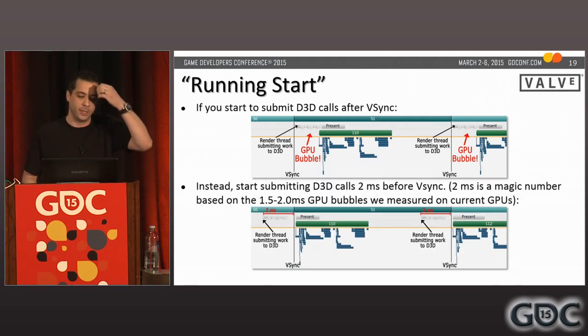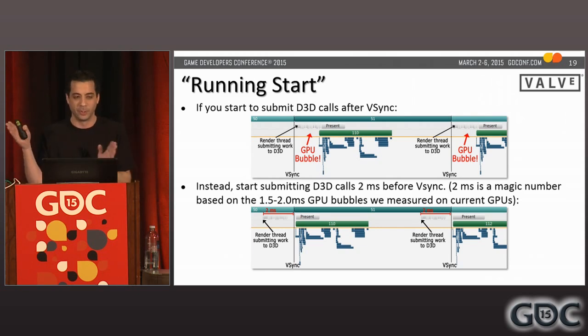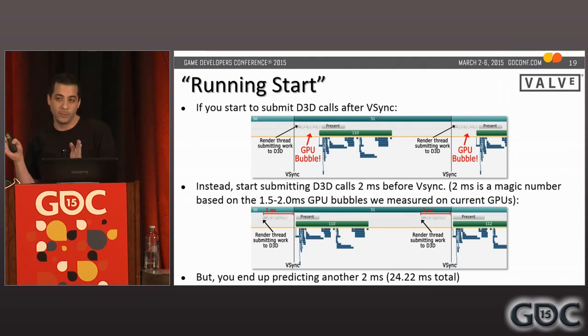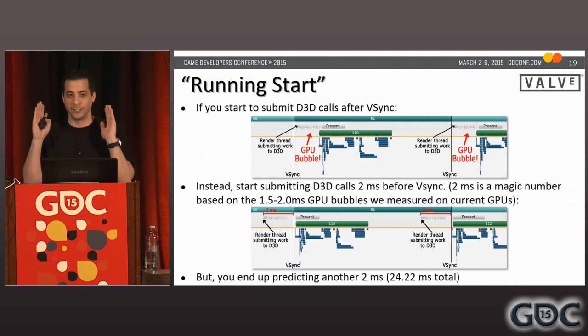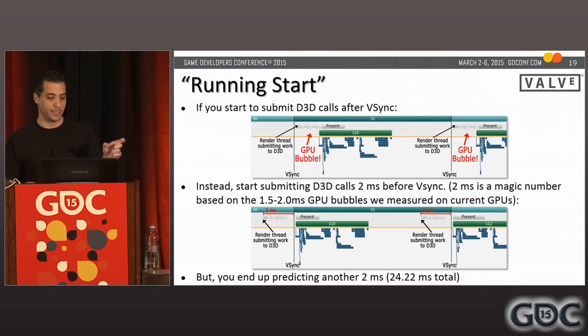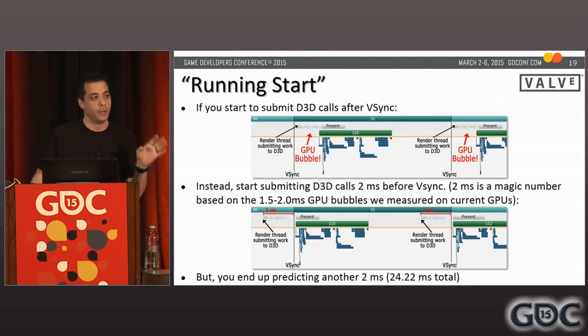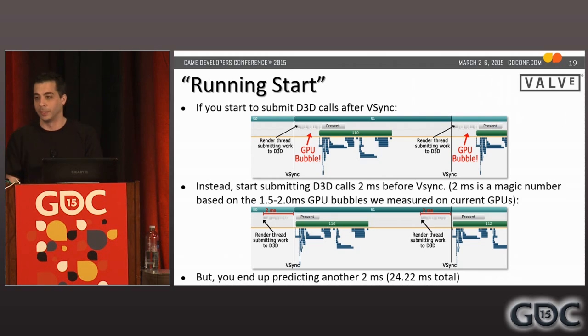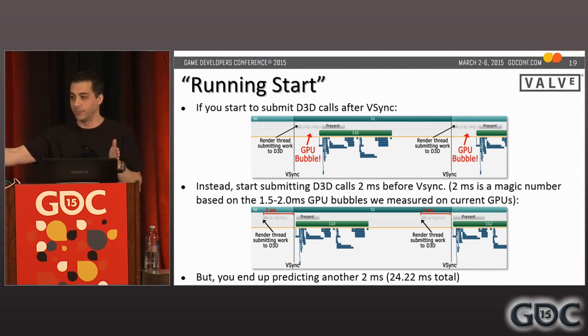So the idea of running start is you give the drivers, you give the runtime, a little bit of a running start. 2 to 3 milliseconds before vSync, we think, is a good window. You start submitting your work to D3D then. So you predict your poses forward from then, which means you're going to predict an extra 2 milliseconds. You submit all your work to D3D starting about 2 to 3 milliseconds before vSync. So when vSync hits, you're actually ready to start saturating the GPU. Okay? Like I said, keep in mind you have to add a little bit of time. In this example, where it's a 2 millisecond running start, you're going to predict 24.22 milliseconds to when the photons hit the user's eyes, which is totally fine.